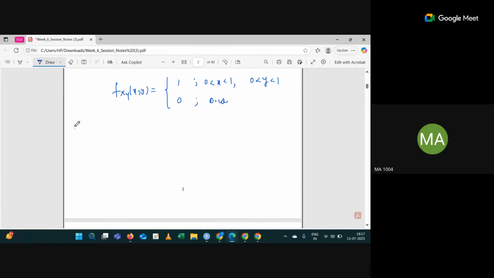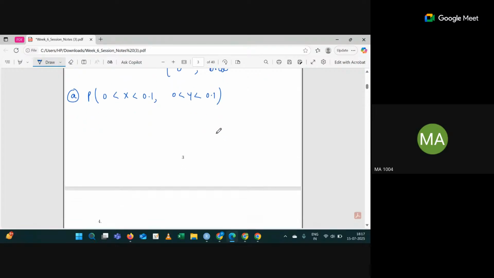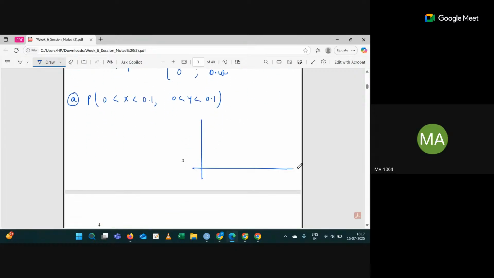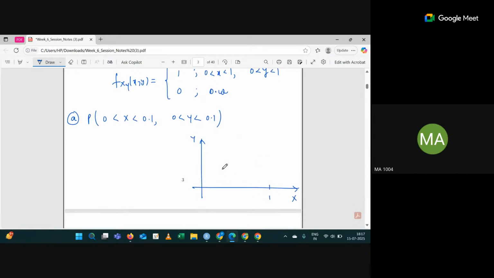Now my first question: what is the probability that x will be between 0 and 0.1, and y will be between 0 and 0.1? To solve this question, there are 2 ways. Whenever you are given this kind of question, try to draw the graph. Suppose this is x, this is y. Then the support of x is 0 to 1, and the support of y is 0 to 1. This is the whole region, right?